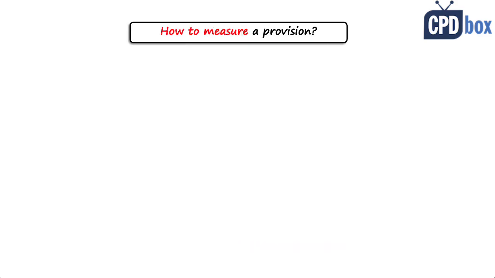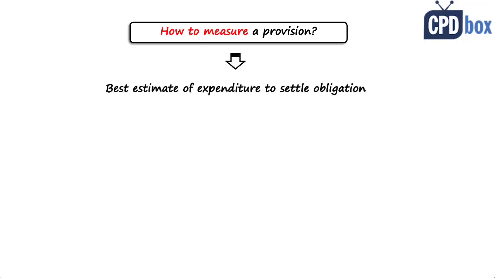How shall we measure provisions? Well, provisions should be measured as the best estimate of the expenditure required to settle the present obligation at the end of the reporting period. And so this estimate of outcome and financial effect are determined by the judgment of the management based on their experience of similar transactions, or sometimes based on reports of independent experts, but it's still judgment.